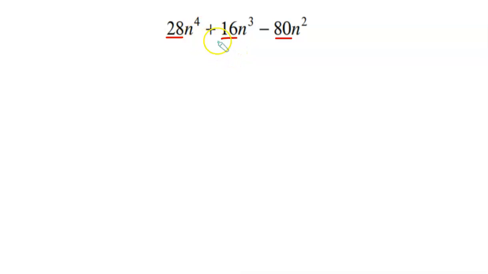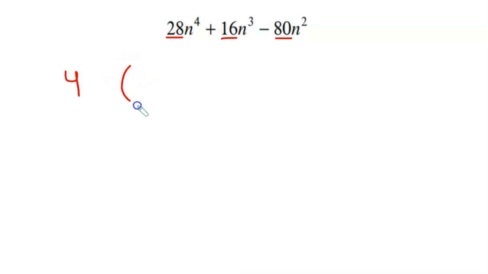So my next choice guess would be an 8. 8 can divide by 16 and 80, but I don't think it'll divide by 28. So let's see, 28 divided by 8 is 3.5. Okay, so it doesn't go into 28. Let's see, thinking even lower than an 8, what about a 4? 4 can come out of 28, 4 can divide out of 16, and 4 can divide out of 80. So let's take out a GCF of 4.